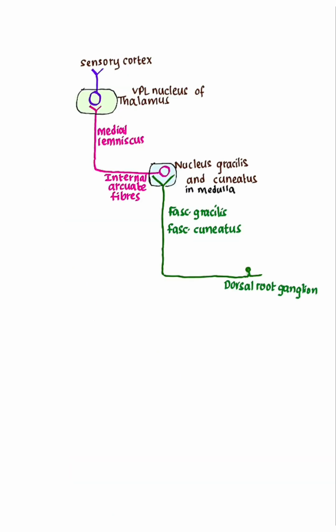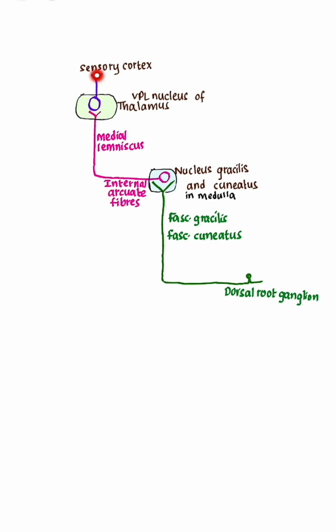The cell bodies of first order neurons are present within the dorsal root ganglion. Their axons continue in the dorsal column as fasciculus gracilis and fasciculus cuneatus, and terminate within nucleus gracilis and nucleus cuneatus, which are present in the medulla. The cell bodies of second order neurons are present there. Their axons form internal arcuate fibers, which cross the midline to reach the opposite side, and then turn upwards, forming the medial lemniscus. The axons of second order neurons terminate within the VPL nucleus of the thalamus. Cell bodies of third order neurons are present within the VPL nucleus, and their axons terminate within the sensory cortex.